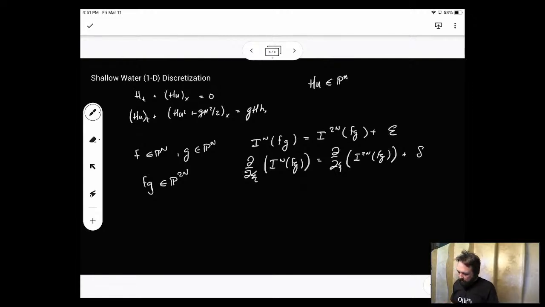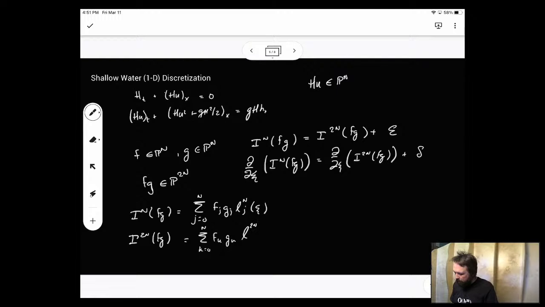So if I do the interpolant of f times g, what I get is the sum j equals 0 to n, f_j g_j l_j^n(ξ). And this is an nth degree polynomial, so I'm going to put an n up there, not as a power of n, I'm just using that as notation to indicate that these are the nth degree Lagrange interpolating polynomials. Now the 2n degree interpolant of fg would be, let's use a different index here to not confuse things, sum k equals 0 to 2n, f_k g_k l_k^{2n}(ξ), using the 2n degree polynomial.